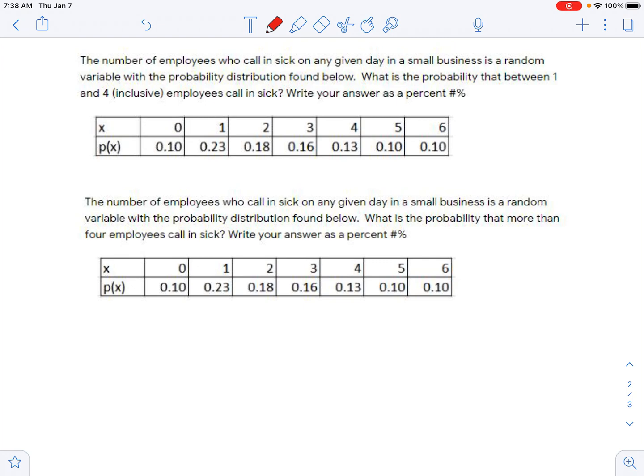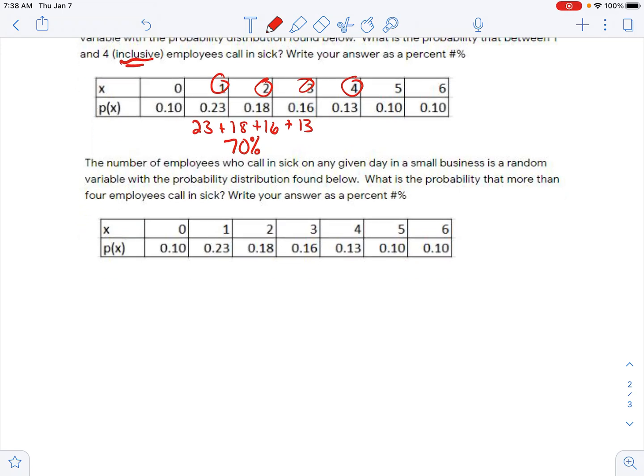Okay, then it says, what's the probability that between 1 and 4, inclusive. Here's the key word, inclusive means we would include them. So we're between 1 and 4, and we would include 1 and 4. So we're going to add 23% plus 18% plus 16% plus 13%. And if we do that, we're going to get 70% of it.